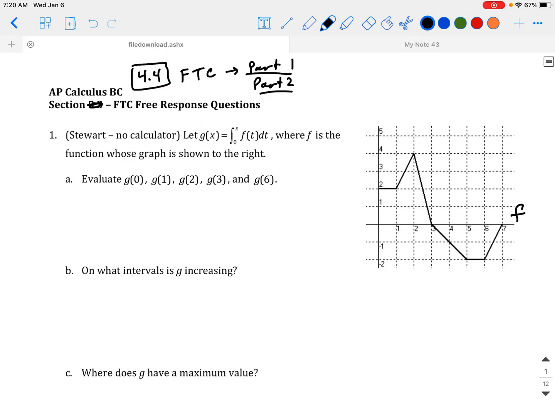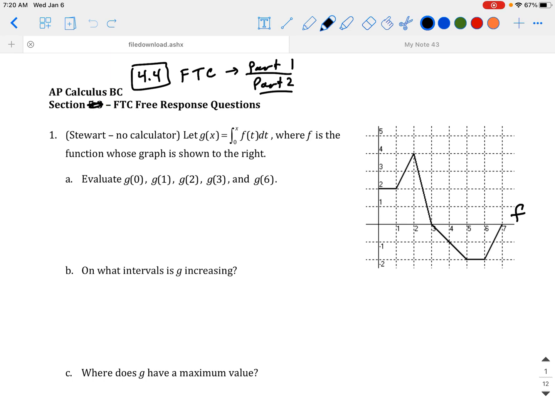So for these examples that we're going to start with, these are going to be more AP FRQ style questions where we're using graphs and tables to calculate. So note, some of these will say no calculator, some of these will say calculator, so you'll be able to use your calculator for some of these. So let's go ahead and get started here.